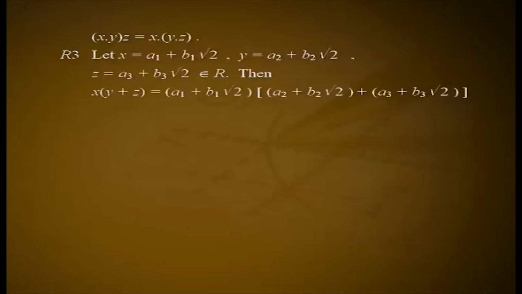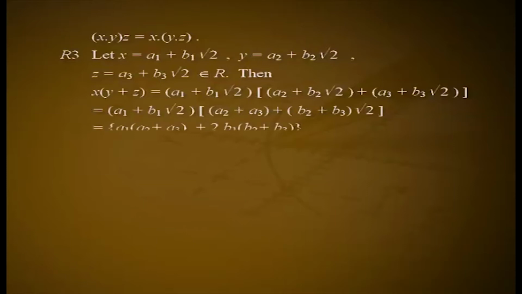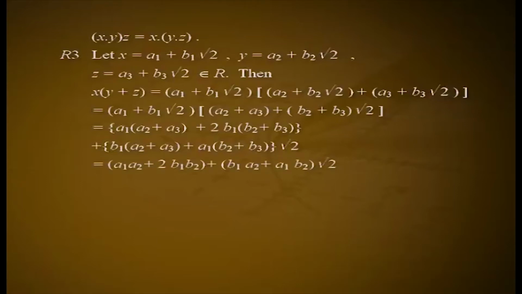Then x·(y+z) = (a1 + b1√2)·((a2 + b2√2) + (a3 + b3√2)), which is equal to (a1 + b1√2)·((a2 + a3) + (b2 + b3)√2), which is equal to a1(a2 + a3) + 2b1(b2 + b3) + (b1(a2 + a3) + a1(b2 + b3))√2, which is equal to (a1a2 + 2b1b2) + (b1a2 + a1b2)√2 + (a1a3 + 2b1b3 + (b1a3 + a1b3)√2).